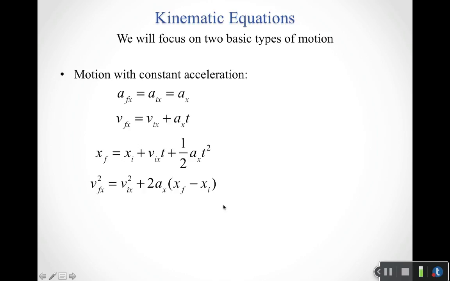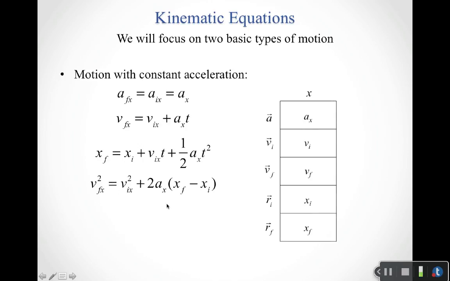If we solve one of them for time and plug it into the other, then I get this third equation which doesn't. So this will be useful in working problems where we don't want to deal with time, where we think that we can get away without thinking about time. So these are the three equations that we have.